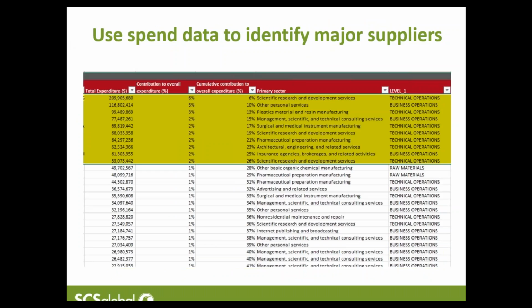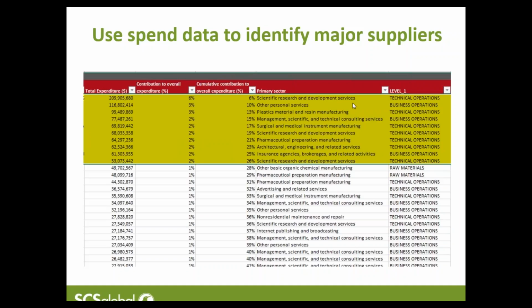Another way to do this is if you instead have pure spend data. If you're using an Oracle database type system or something like that to track spend throughout your company, then you can use this type of data to quickly identify the major suppliers just by looking at the contribution to overall expenditure. So this is a snapshot from a client we've recently worked with to do their Scope 3 greenhouse gas inventory.